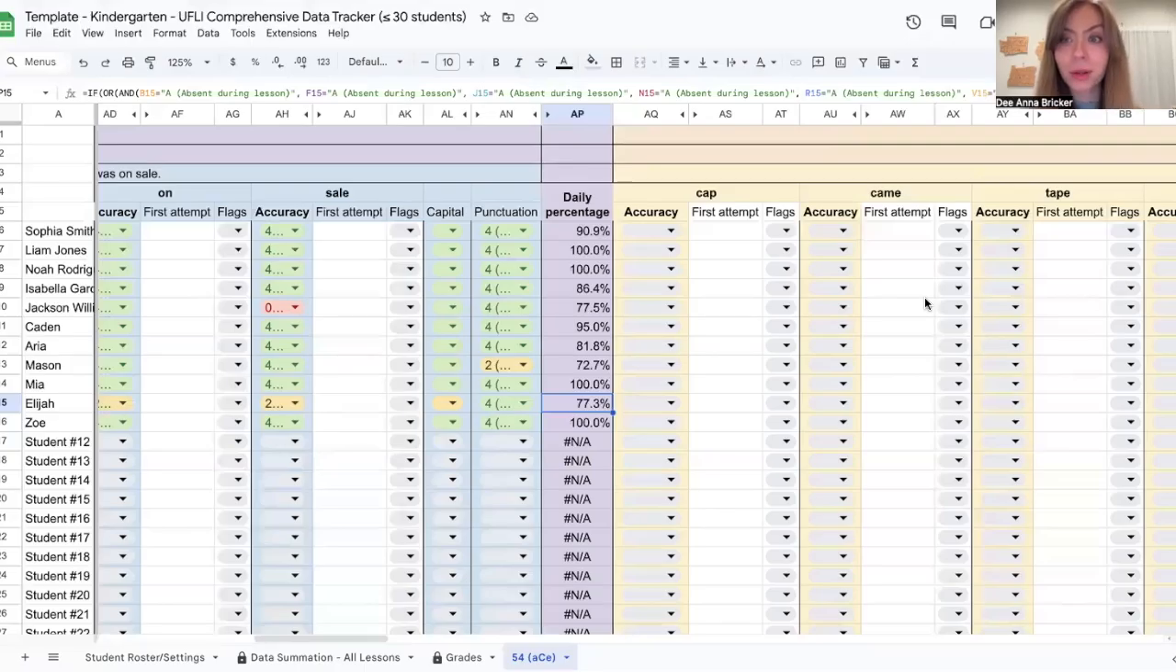Okay, now that you've inputted data into your tracker, ideally more than one lesson of data, we get to the fun part, looking at what insights we've gained from this. Within the lesson itself, I'm currently in lesson 54. This is the only lesson that I've inputted real data into this template tracker for. In this lesson, I can immediately see their daily percentages, so I don't have to leave this tab. I can take a quick glance at it and see how we're doing.